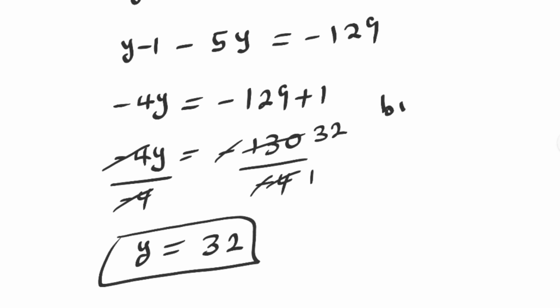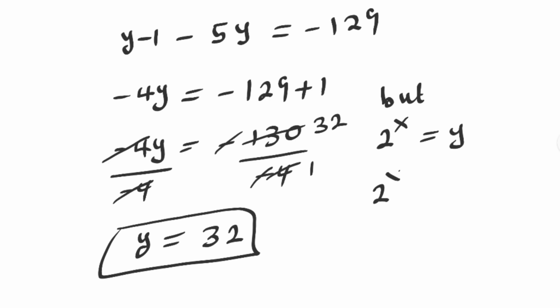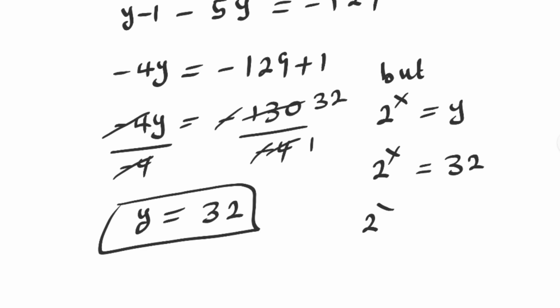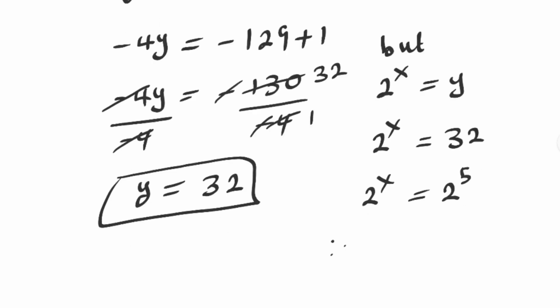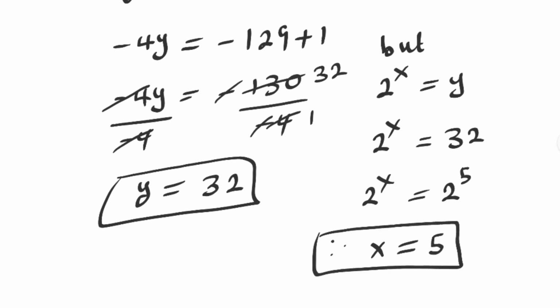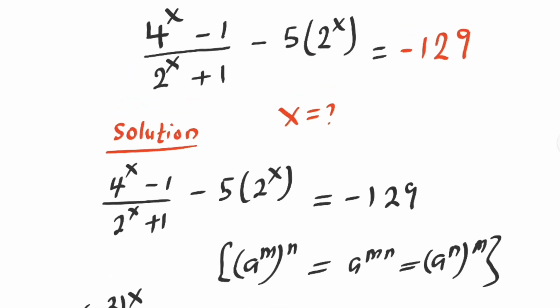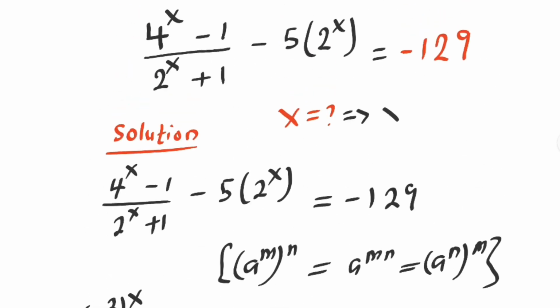But 2 raised to power x is equal to y. Then 2 raised to power x is equal to 32. Now 2 raised to power x is equal to 32 is 2 raised to power 5. Therefore, x is equal to 5. This is the value of x, and here our answer is x is equal to 5.